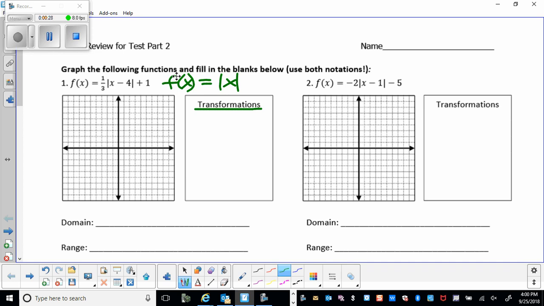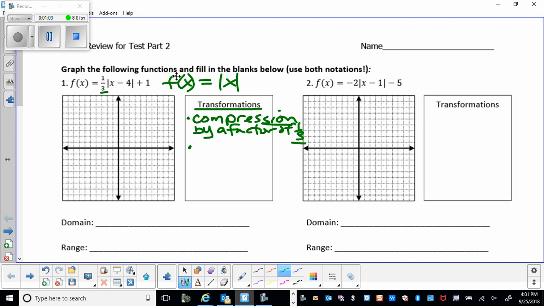So you look at what you've got here. You've got the 1/3 in front. So that is going to be a compression by a factor of 1/3. All right, and so fraction, compression, they sound the same. And that's going to be the slope of my absolute value function. It's going to make it a little bit flatter.